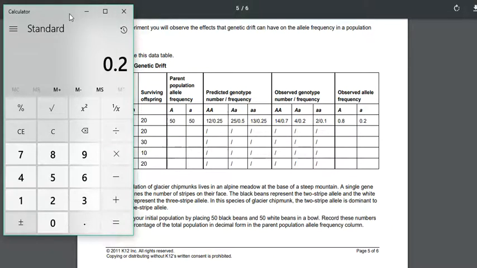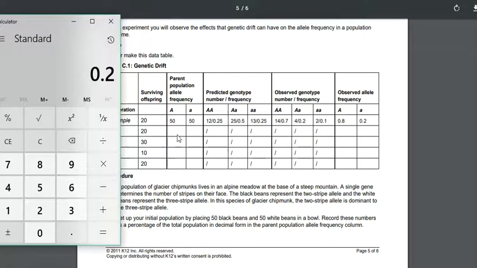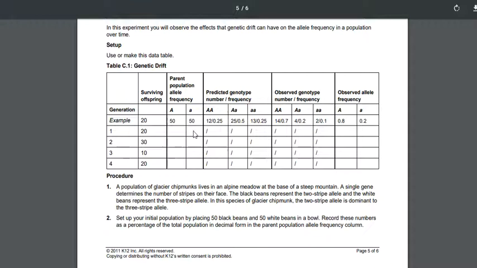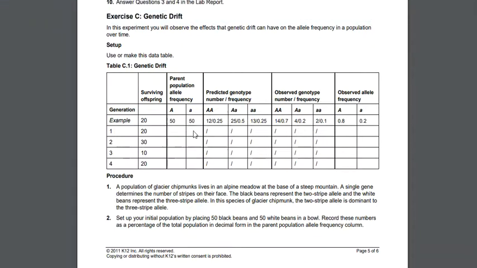All right, now we carry these on to our next line. So we're going to put 0.8 here to start our first year, and we're going to put 0.2 to start our second year. We again only have 20 individuals that are surviving, so we're going to fill in our predicted genotype number and frequency based on the Hardy-Weinberg mathematical principles. Then you're going to actually have to tally and pull from your bag for the observed over here, and then use that mathematical equation on step 6 to find your observed allele frequency.